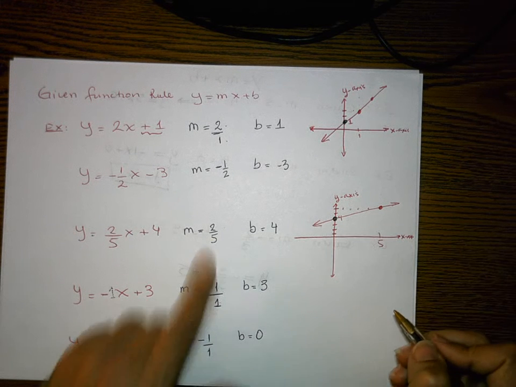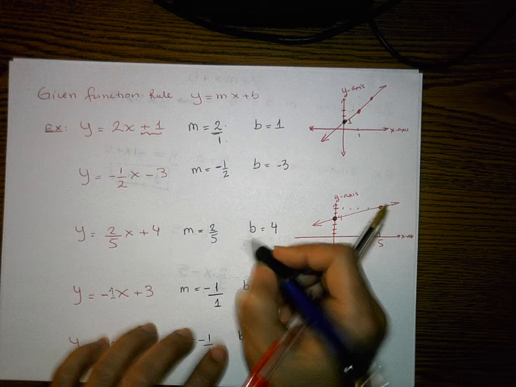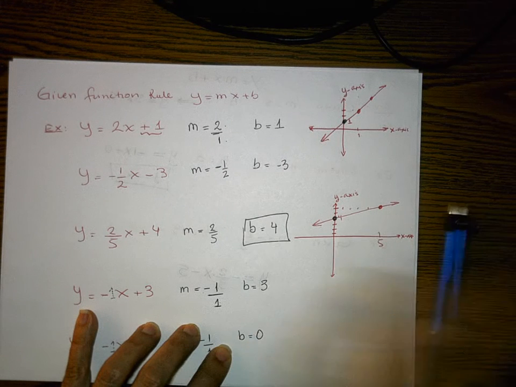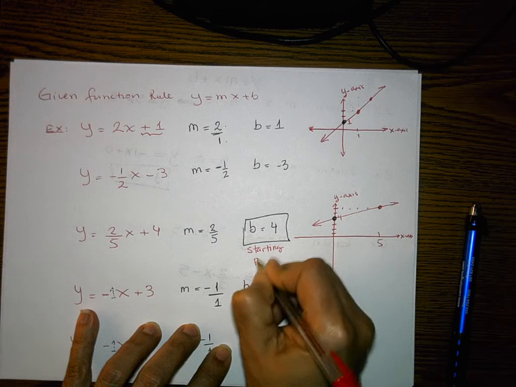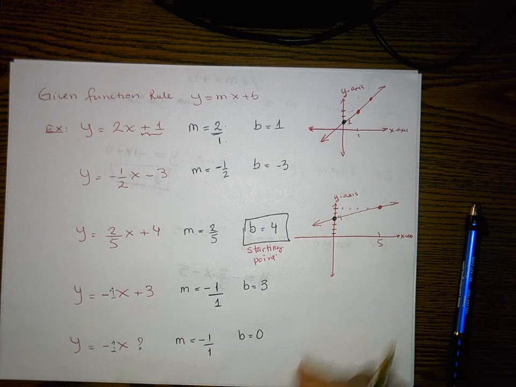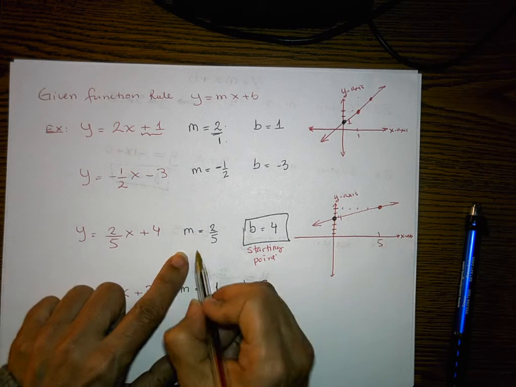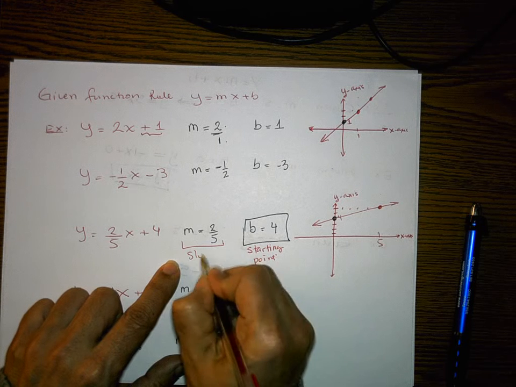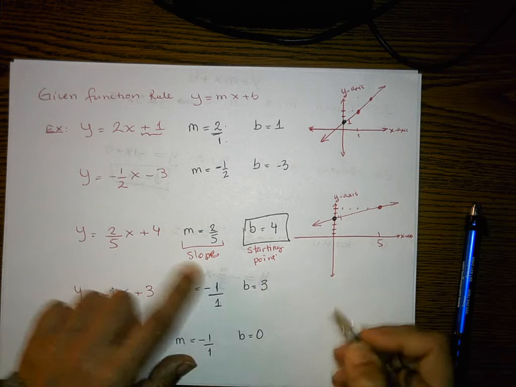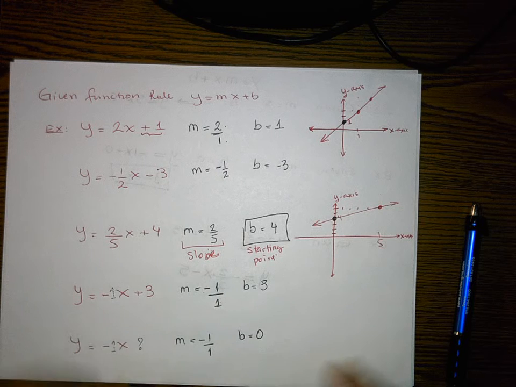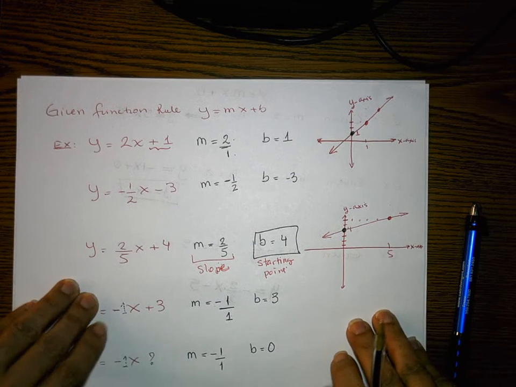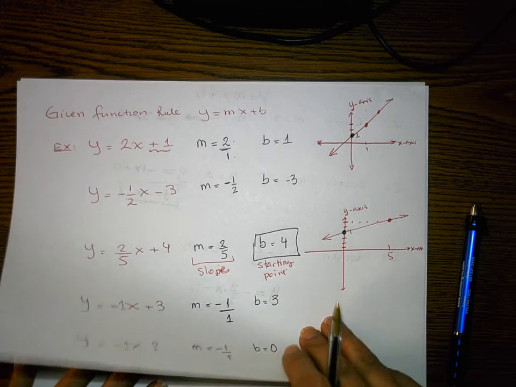Okay? So this guy right here is our starting point. You can call that the starting point, and this is our slope. Okay, slope. So that's how we go from one point to another. All right? So let's do another kind where we go from the graph to the equation.